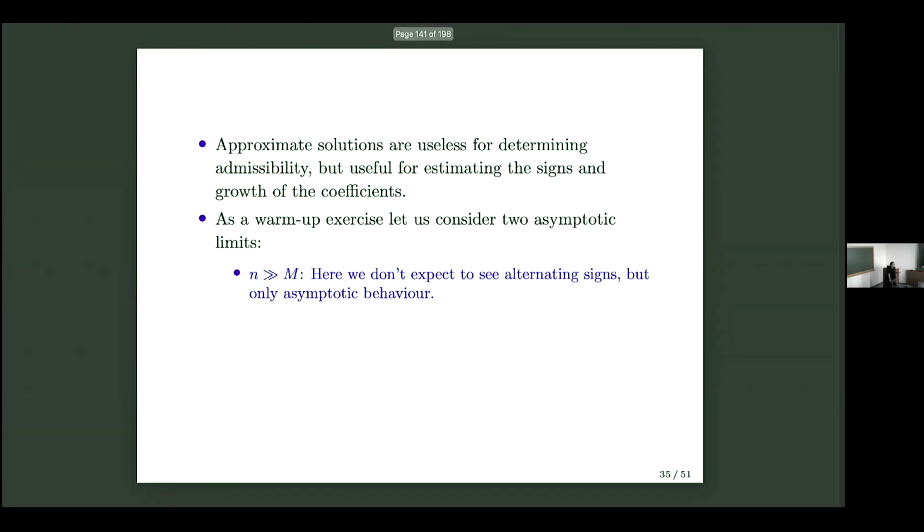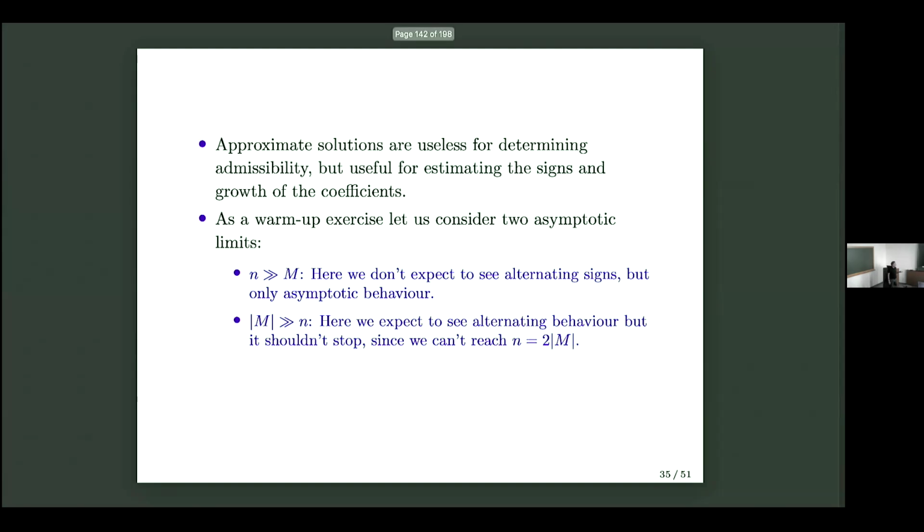And let's do a warm-up exercise. Let's first look at the a_n coefficient when n is much larger than m. This is the limit where I'm late in the series for a fixed, finite central charge. Here we only want to see asymptotic behavior. And the other extreme limit is when mod m is much greater than n. That's very large central charge for a fixed coefficient in the series. And here we expect to see the alternating behavior, because remember, this alternating behavior takes place until n reaches 2m. So in this limit, it's very much present. So we should see it. We should prove it for general n and m.